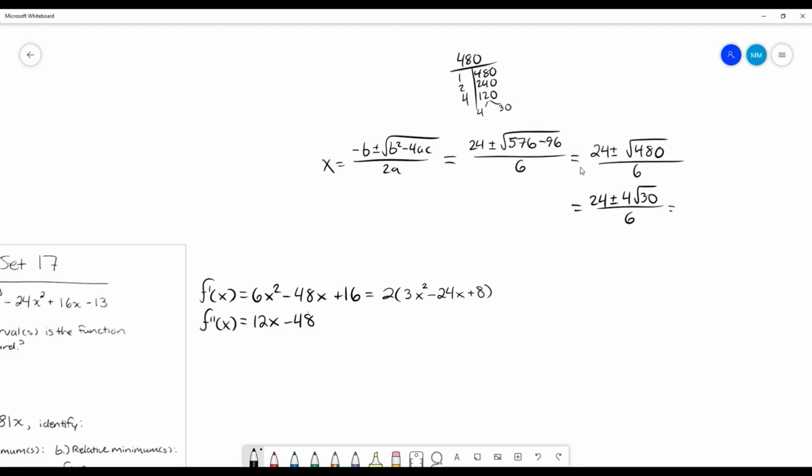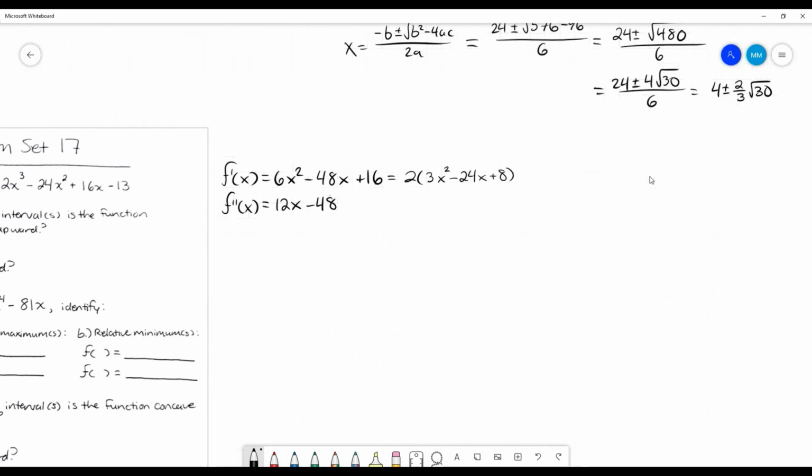And I can go ahead and divide that. So it's going to be 4 plus or minus 2/3 square root of 30. And that's just 24 divided by 6 and then 4 divided by 6. Obviously, it's just another way I can rewrite that. So this equals 0 at x equals these 2 points. Okay.